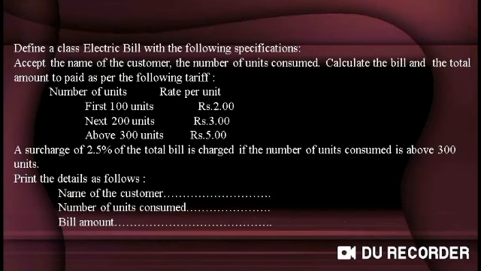So the next question says, this is the third and the last question. Define a class electricity bill. Now over here the class name is mentioned, children. So I told you if the class name is mentioned, you have to do it accordingly. Accept the name of the customer, the number of units consumed, calculate the bill and the total amount to be paid as per the following tariff. So there's a little bit of alignment problem in this question. You can rectify that later. Number of units, rate per unit. First 100 units it is rupees 2 per unit. Next 200 units it is rupees 3 per unit. Above 300 units it is rupees 5 per unit.